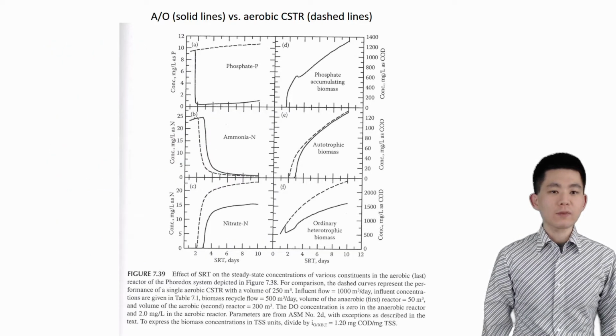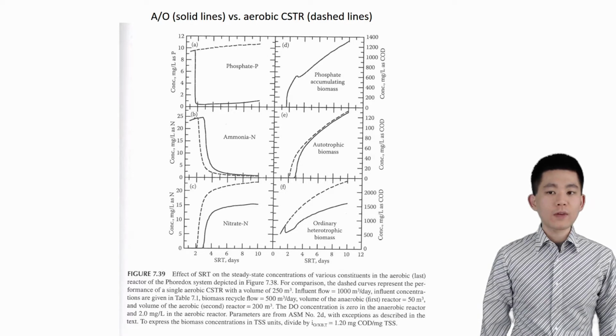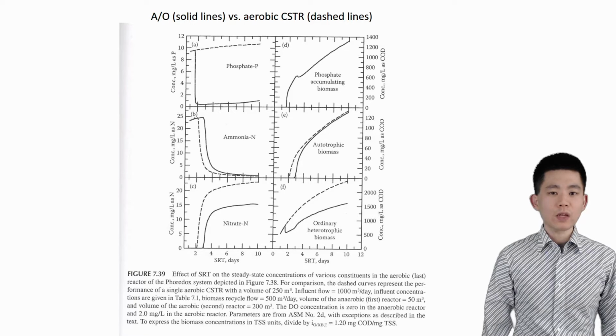Let's look at the effect of SRT on the performance of AO system and compare it with a single aerobic CSTR, which is represented by the dashed line. As a result of the anaerobic-aerobic configuration, a large proportion of biomass in the AO system is PAOs, as shown in panels D and F. They effectively removed phosphate, as shown in panel A. Moreover, if nitrate is produced in aerobic zone at high SRT, the denitrifying PAOs can remove the nitrate that is recycled in the anaerobic zone, along with the biomass.